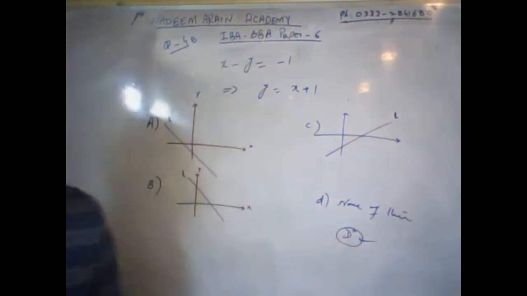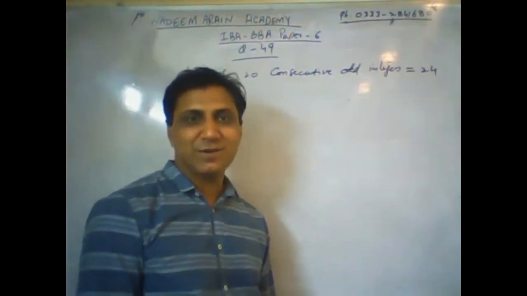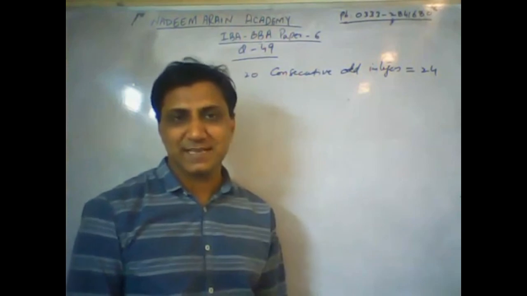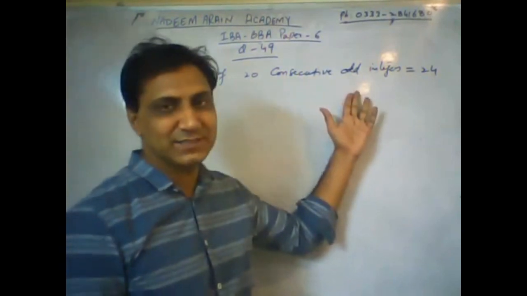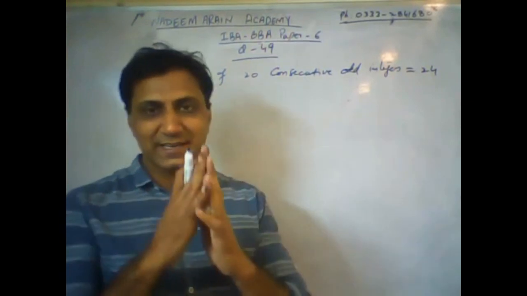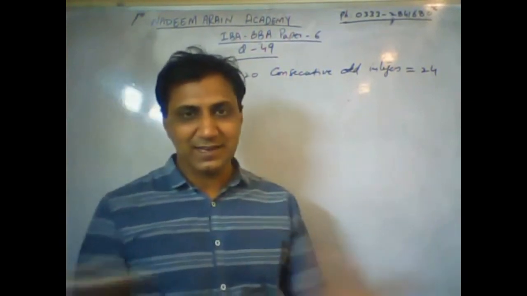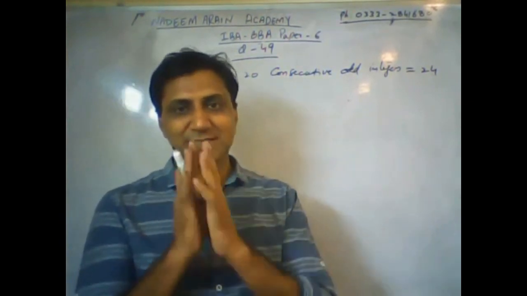Hello students, this is question number 49 from IBA past paper 6. The question says the average of 20 consecutive odd integers is 24. There are 20 consecutive odd integers, and the central value is 24.